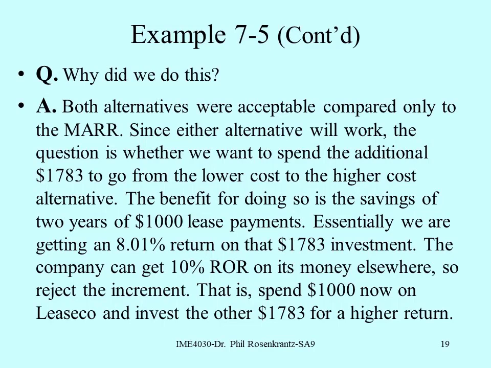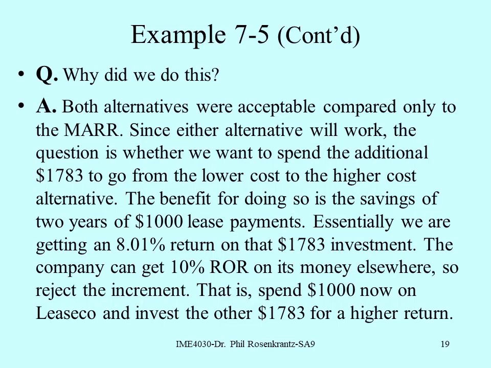Now, for investing that $1,783, what do we get out of it? Well, the incremental cash flows show that we get a benefit of $1,000 a year for 2 years. That benefit is the avoidance of 2 years of lease payments. So essentially, if we invest that extra $1,783, we'll get $1,000 a year for 2 years, and the internal rate of return on that is 8.1%.